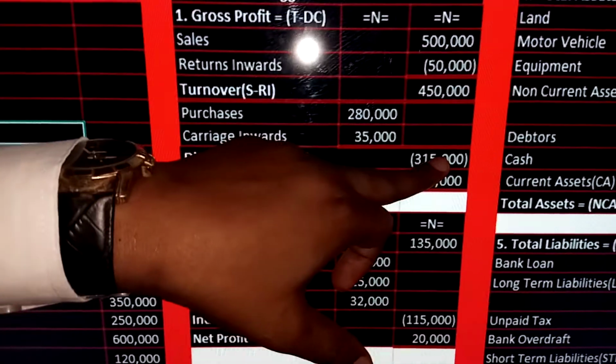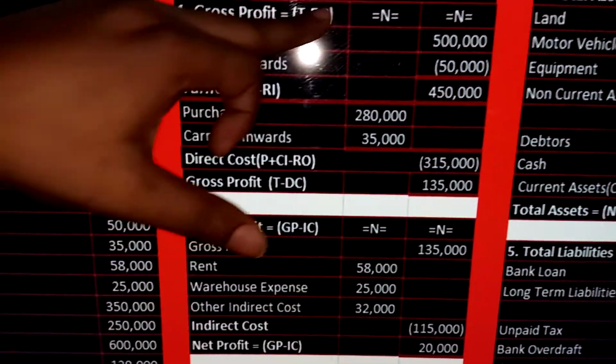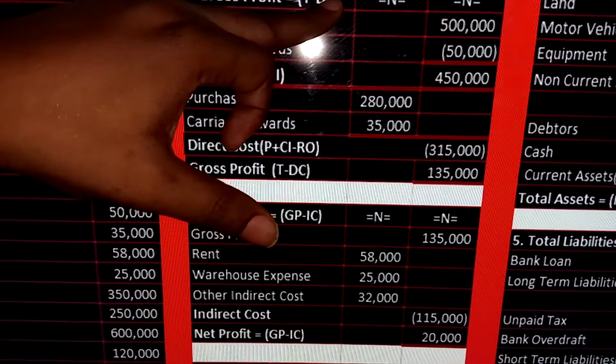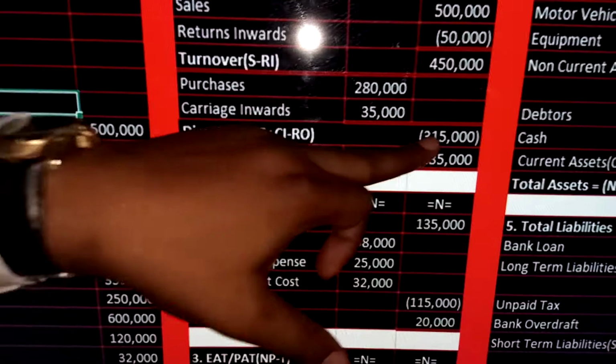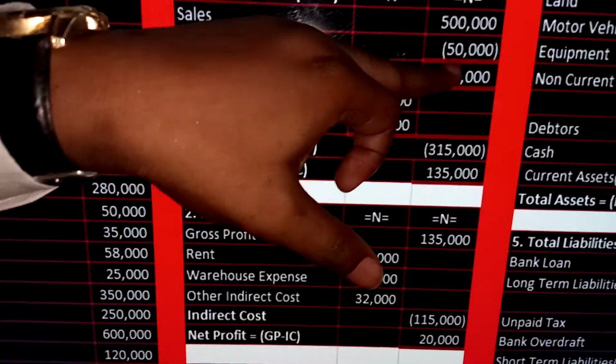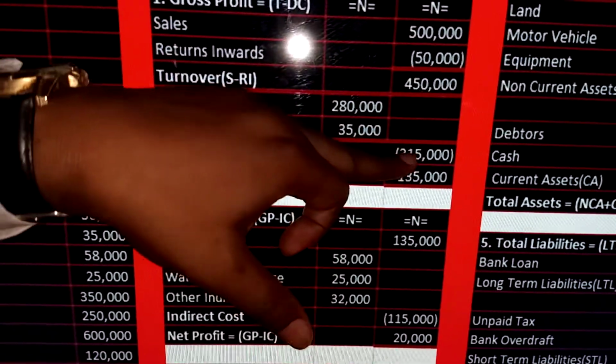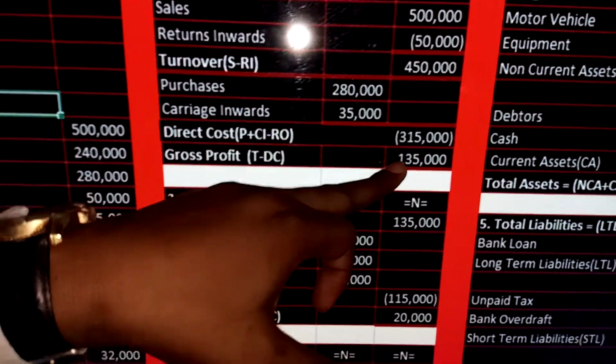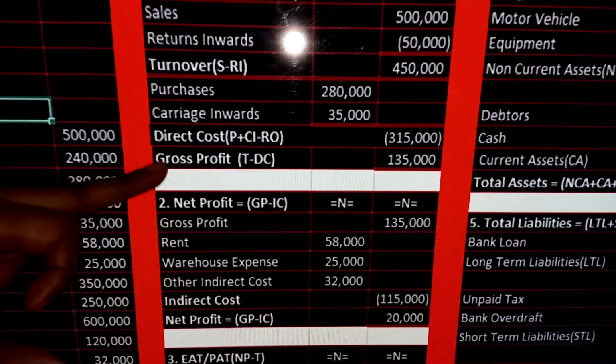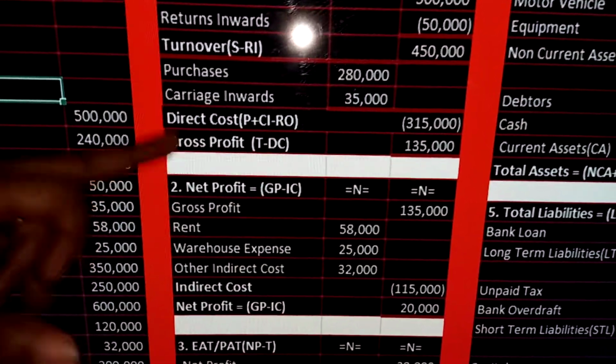So remember the formula: gross profit is T minus DC. T is turnover, DC is direct cost. So direct cost here is 315,000. Turnover here is 450,000. So 450,000 minus 315,000 gives us 135,000. That is our gross profit.